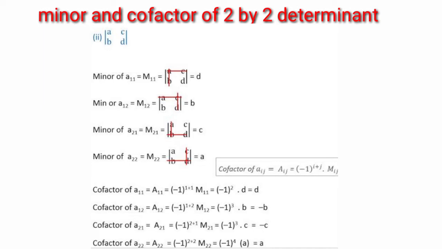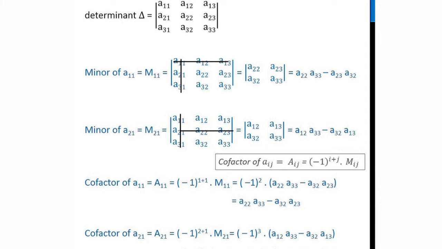Cofactor is what? Cofactor of A11, capital A11, is minus 1 to the power I plus J, means first row, first column, into M11, means minor of the element. So we are getting D. Similarly, students, we can find out the cofactor of A12, cofactor of A21 and cofactor of A22, right?